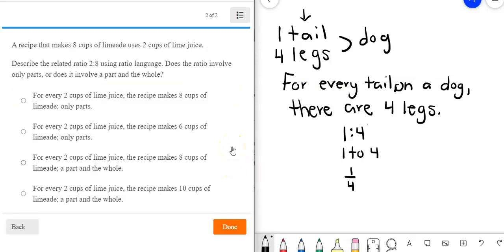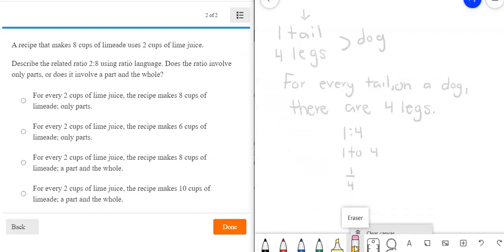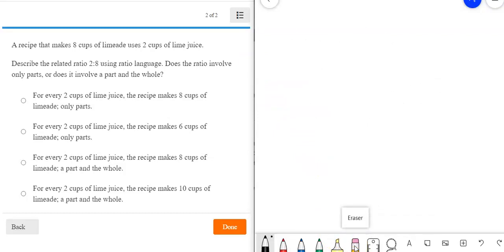Okay, a recipe that makes 8 cups of limeade uses 2 cups of lime juice. Describe the related ratio 2 to 8 using ratio language. Does the ratio involve only parts, or does it involve a part and a whole? So let me go over and erase this. They're saying we're going to use 2 to 8.